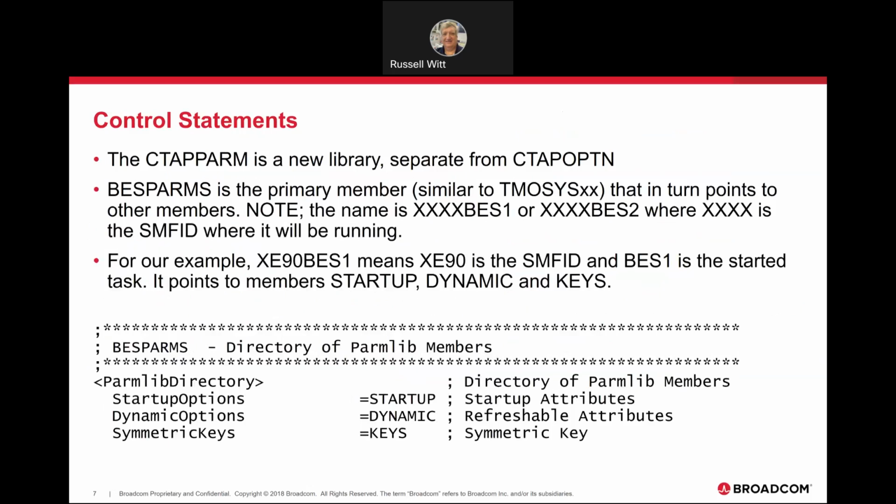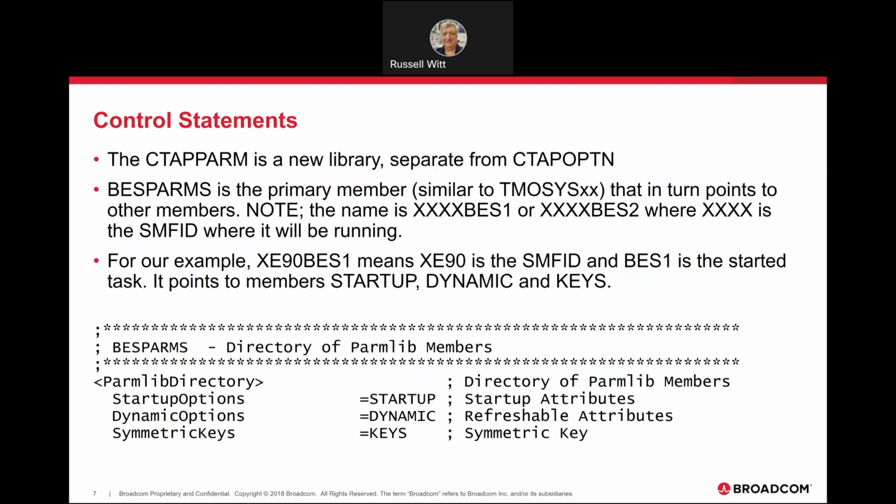BES PARMs is the primary member. It's similar to the TMO SYS member that in turn points to the other members. Note, the name itself is not going to be BES PARMs on your system. It's going to be in the form of XXXX BES1 or XXXX BES2, where XXXX is the SMF ID of the system where you're running.